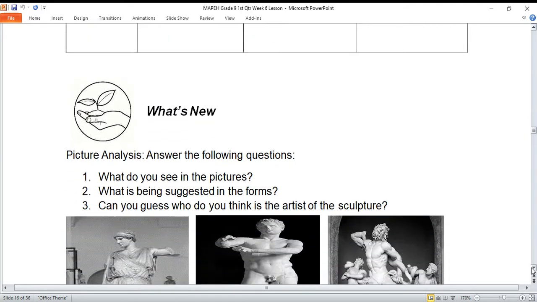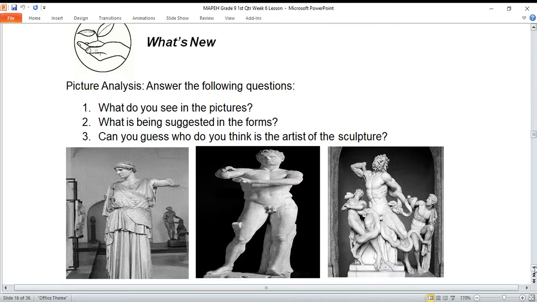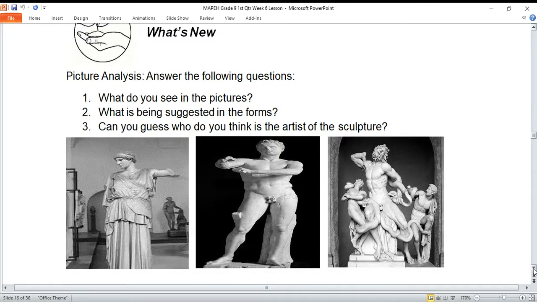For our next activity, this is picture analysis. Then answer the following questions. Number 1, what do you see in the pictures? Number 2, what is being suggested in the forms? Number 3, can you guess who you think is the artist of this sculpture? You can pause the video to answer this in your notebook.